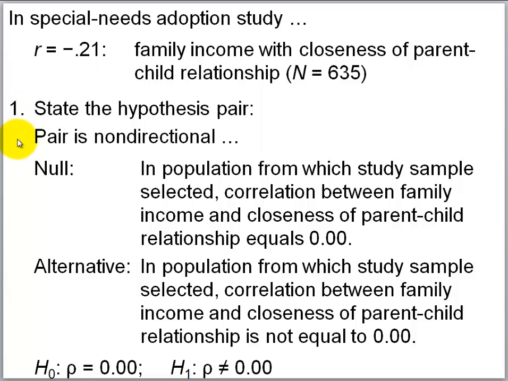I'm going to use a non-directional pair. As you know, I favor these in situations where we don't have really strong expectation regarding direction. So our null is that in the population from which the study sample was selected, the correlation between family income and closeness of parent-child relationship equals 0. And our alternative is that this is not so. Here is the null and alternative expressed with symbols, where this is the symbol for rho, the population correlation.